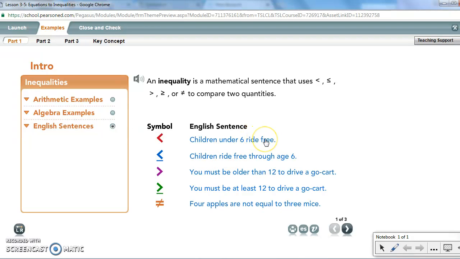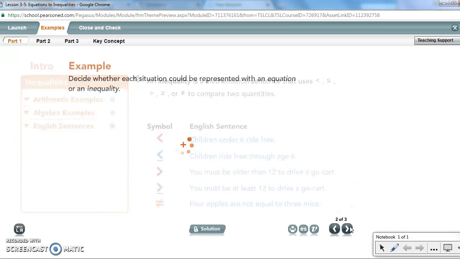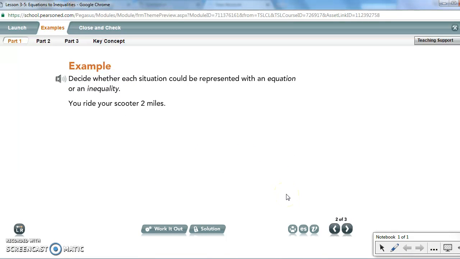Okay, here's some English examples. Children under 6 ride free. Children ride free through age 6 because of that equal to sign. You must be older than 12 to drive a go-kart. You must be at least 12 to drive a go-kart. 4 apples are not equal to 3 mice. You ride your scooter 2 miles.